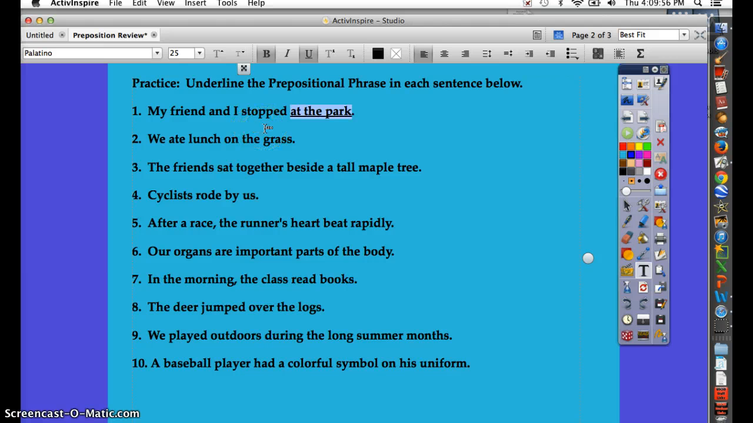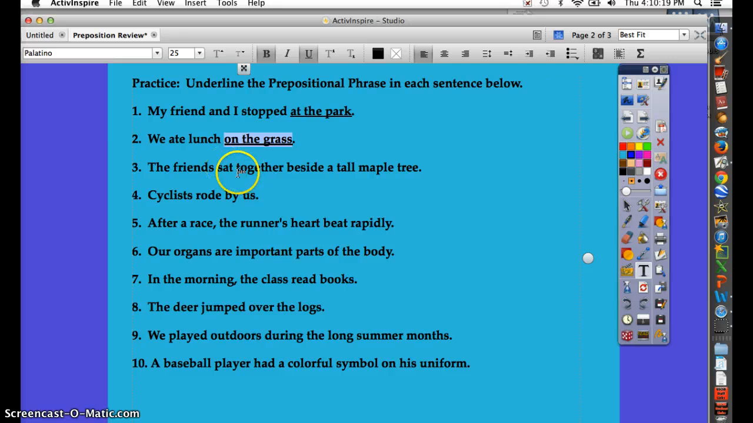Okay, number two, we ate lunch on the grass. On the grass, again, would be the prepositional phrase in number two, again telling where we ate the lunch. And both of those followed the formula very nicely as well. We see at preposition, the article, park noun, on preposition, the article, grass noun.